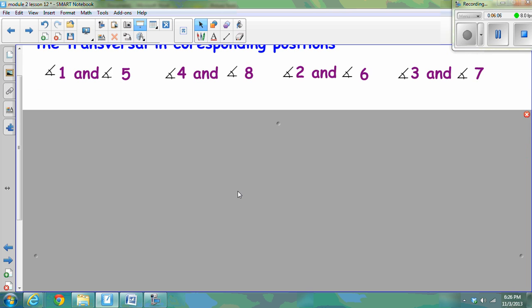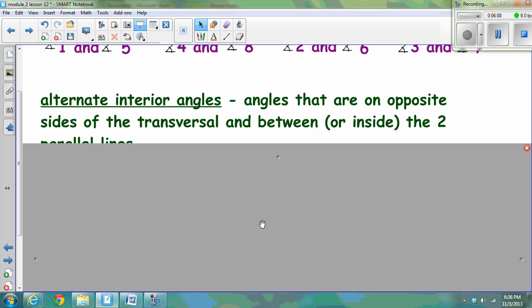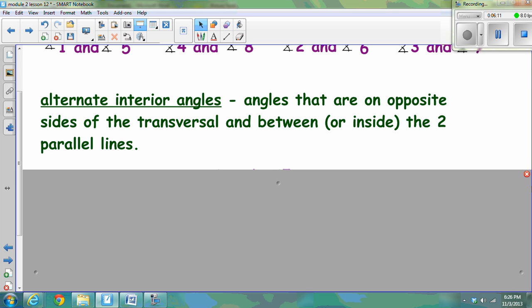Okay? The next set of definitions are alternate interior angles. They are angles that are on opposite sides of the transversal and between the two parallel lines, or on the inside of the two parallel lines. So let's go back and look at the picture from example 1 and see which pairs of angles are alternate interior angles. Which angles are on the opposite side of the transversal but on the inside.